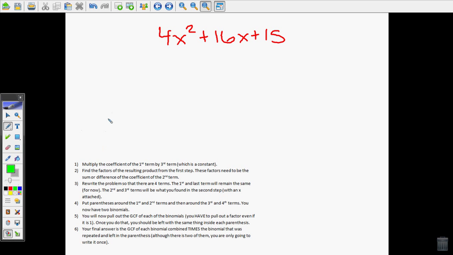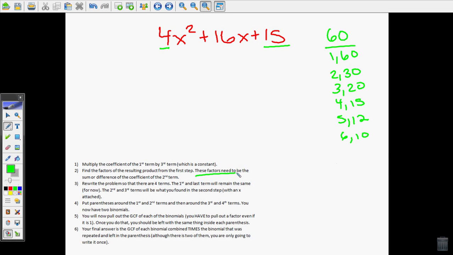The first step says to multiply the coefficient of the first term by the third term, which is a constant. So here we have 4 times 15, which is 60. The second step says to find the factors of the resulting product from the first step. These factors need to be the sum or difference of the coefficient for the second term. So let me take that step by step. First I'm going to list my factors of 60, which are 1 and 60, 2 and 30, 3 and 20, 4 and 15, 5 and 12, 6 and 10, and then that's it.